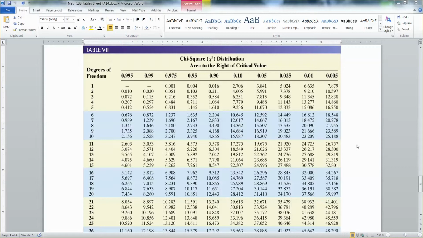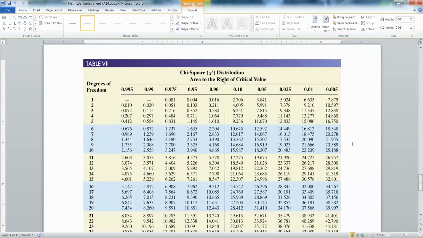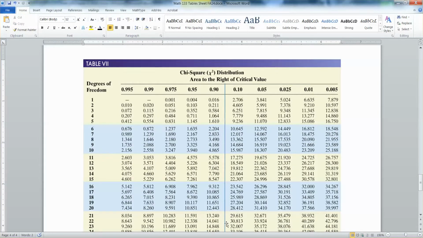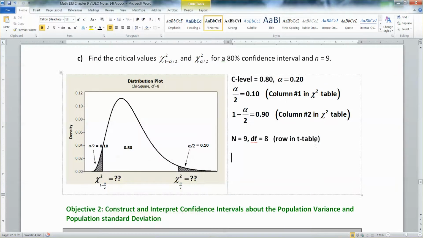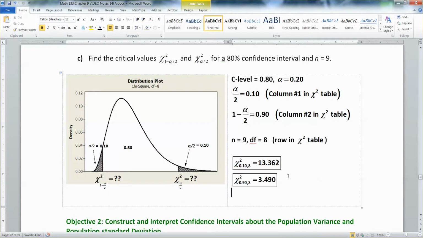These values over here on the right, they're on the right-hand side of the curve, and the values over here on the left are on the left-hand side of the curve. It might be helpful to draw a line right down the middle of the table. Feel free to do that. And then these values over here on the right, these values over here are on the left. So let me go type up those numbers, 3.490 and 13.362. And there we have them. The one on the right is the 0.10, that's 13.362. The one on the left is the 0.90, and that's 3.490.